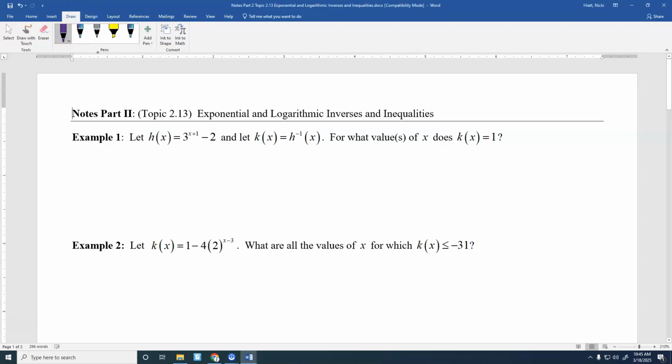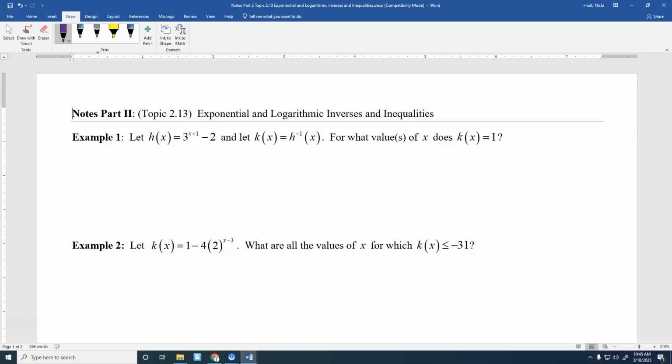So if we get an equation like this, h of x equals 3 to the x plus 1 minus 2, k of x equals h inverse of x. For what values of x does k of x equal 1? So you've got a few options on how to do this problem.